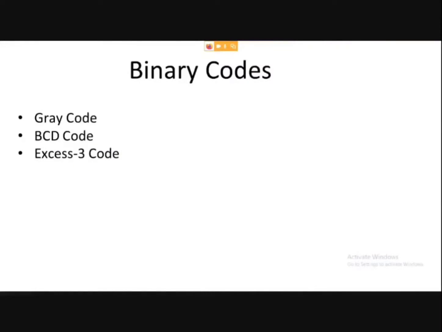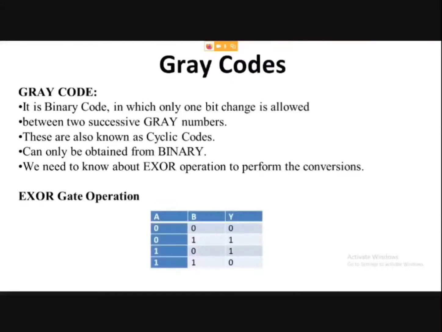So now coming to the binary codes, there are gray code, BCD code and excess-3 code, which we have to cover from the syllabus point of view. The gray code is a binary code in which only one bit change is allowed between any two successive gray numbers. These are also known as cyclic codes. These can only be obtained from binary. This we have to remember. So if we are provided with an octal number and we have to convert it into gray, we have to first convert that octal into binary to obtain the gray.